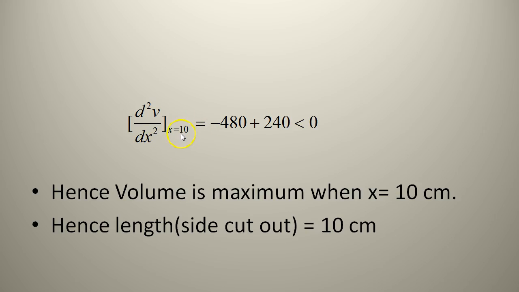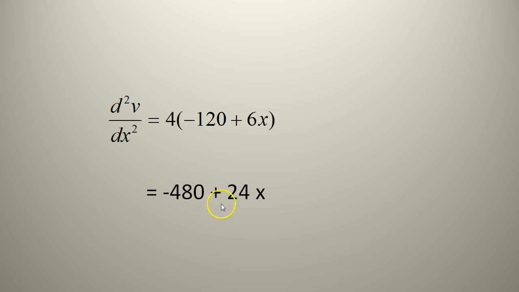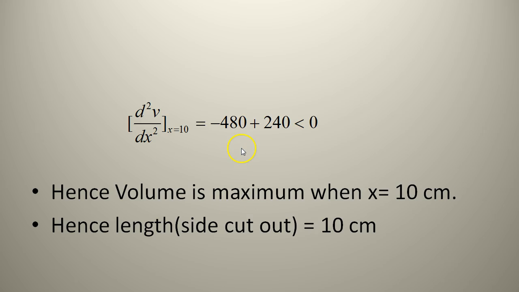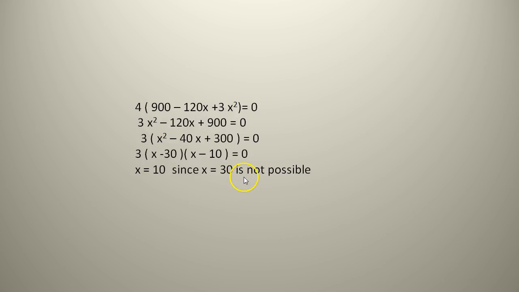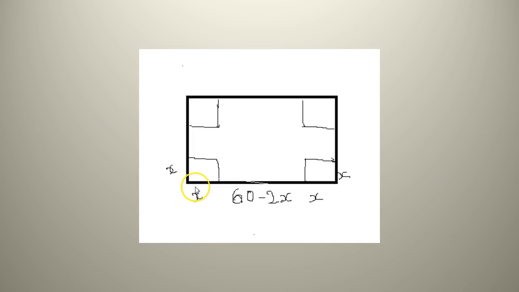So when you substitute d2v by dx squared at x equal to 10, you get minus 480 plus 24 into 10. That would give you minus 480 plus 240, which is less than 0. So volume is maximum when x is 10 centimeters by second derivative test. So the length of the side cut out is 10 centimeters. That answers the problem, which asks for the length of the side of the square to be cut out so that the box has maximum volume, which is 10 centimeters.